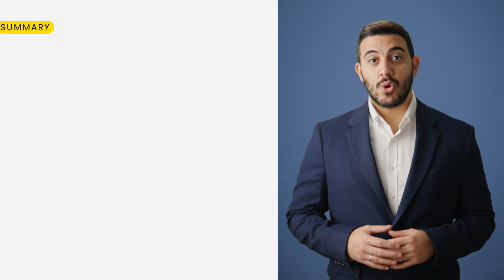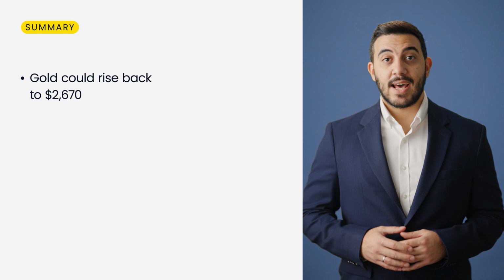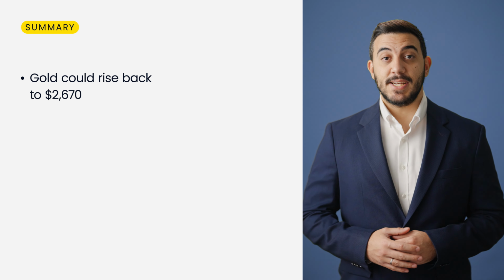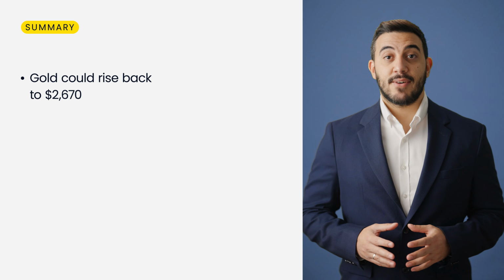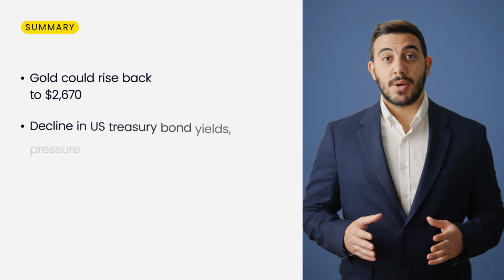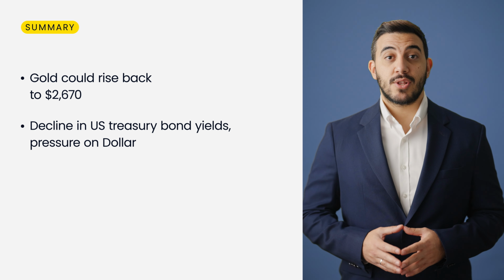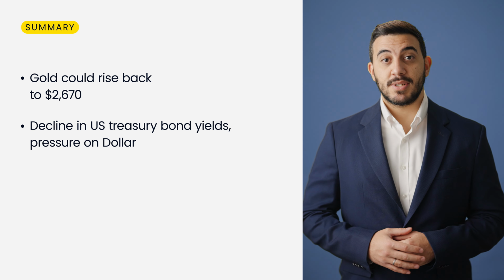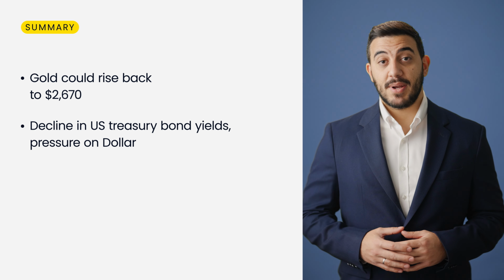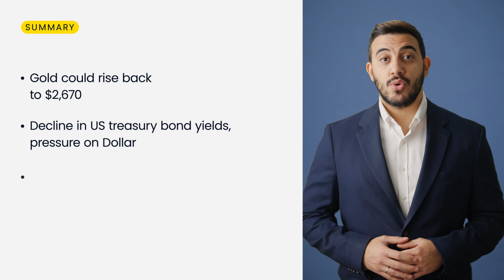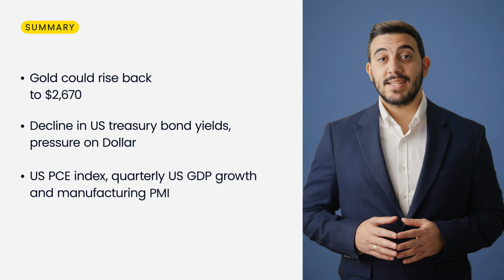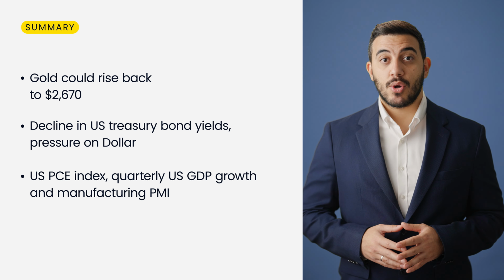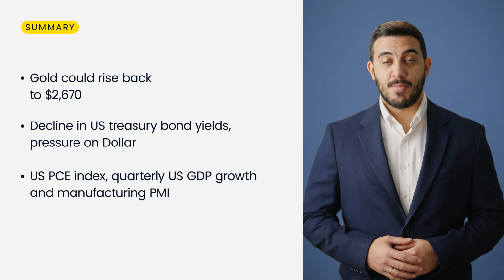So in summary, the trading idea for this week is a buy on gold with a potential target around the 2,670. The main narrative is the data from the declining yields on the Treasury bonds that puts pressure on the dollar and offers support on the instruments traded against it. The economic data that investors need to pay attention to are the US PCE index, the quarterly US GDP growth, and manufacturing PMI on Monday.